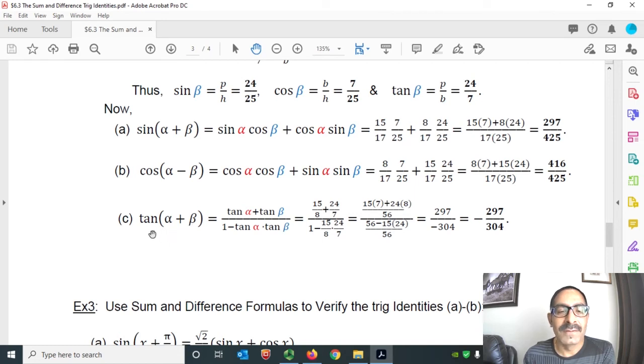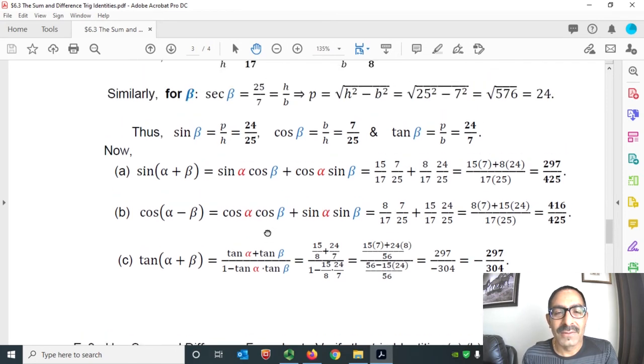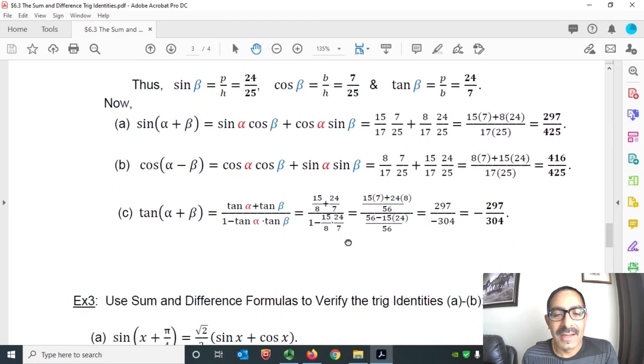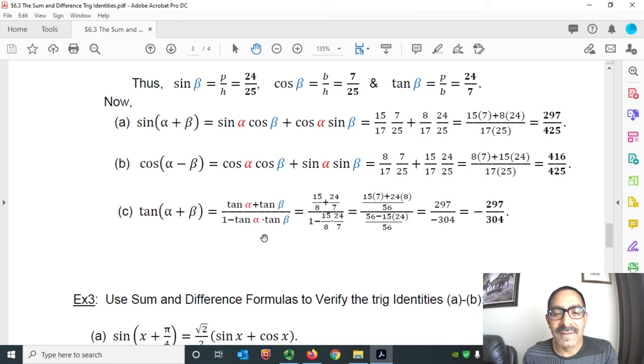We know the formula for the tangent of the sum of angles equals this: the plus sign remains as it is in the numerator, but in the denominator the sign changes. So we have tangent of alpha plus beta equals tan alpha plus tan beta all over 1 minus tan alpha times tan beta. Now let's plug in the values. So tan alpha is 15 over 8, tan beta is 24 over 7, 1 minus as it is, tan alpha is 15 over 8 and tan beta is 24 over 7.